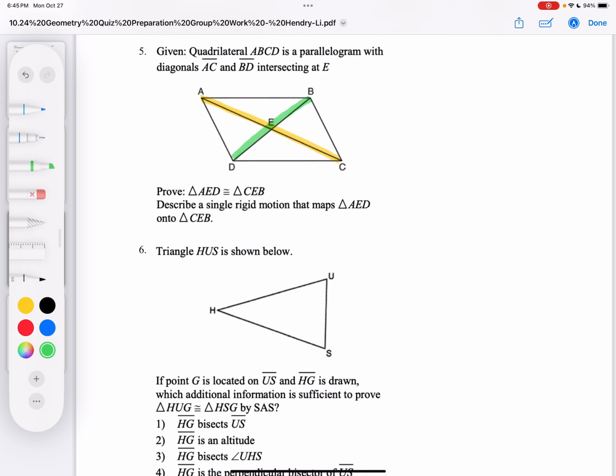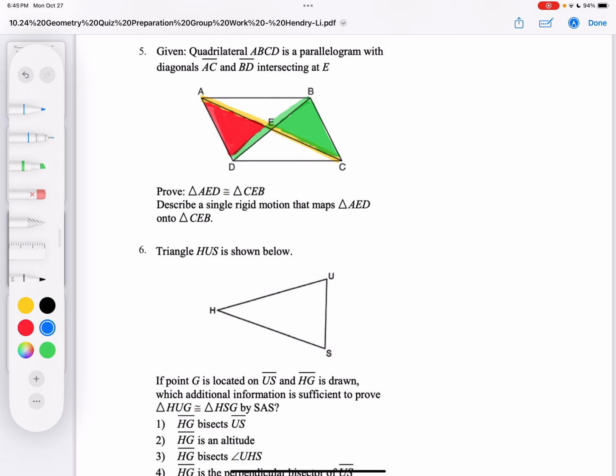Now we want to prove that triangle AED is congruent to triangle CEB. So we want to pick two colors and we want to identify what those two triangles are. So I will highlight triangle AED as red and then I'll highlight triangle CEB as green. Now we are going to describe a single rigid motion that maps triangle AED onto triangle CEB.